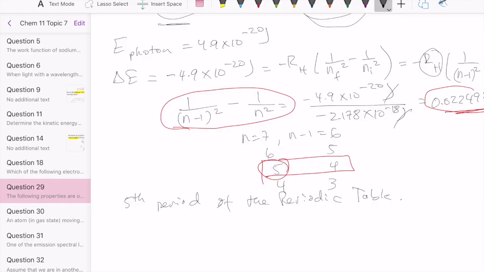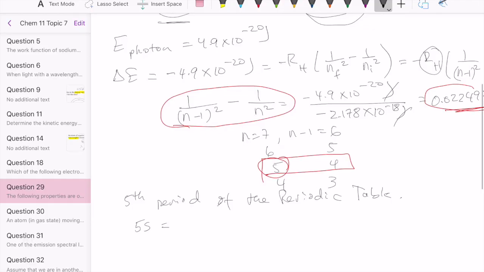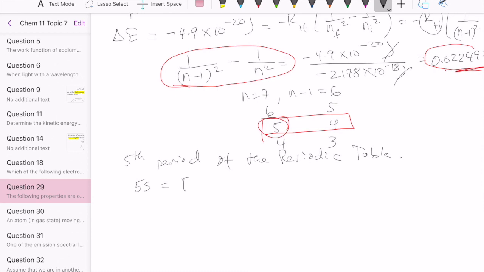First, I'm just going to write out the different possible valence orbitals. So in the 5s orbital, it could be either Rb or Sr. And then in the 5p orbital, it could be any one of these elements.